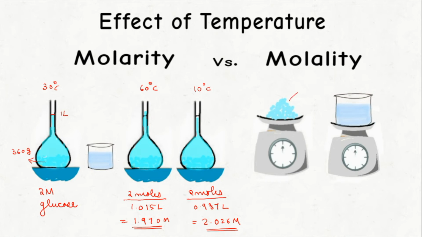See, we are adding 360 gram of glucose into 1 kg of water, right? As we are not considering the volume in case of molality, molality is not affected by the temperature, right? Because the mass of water is not affected by the temperature. At higher temperature also, lower temperature also, 1 kg of water will be exactly weighing the same only. So we can say that molality is independent of temperature, whereas molarity changes with temperature.